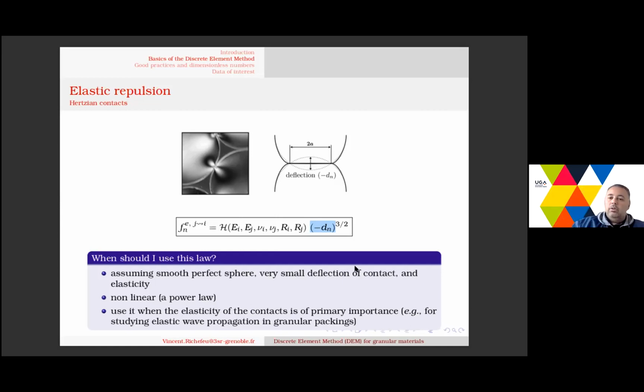Okay, so as you see, with this model, the force law does not evolve linearly with the deflection. So this is a non-linear power law model. And we use it when the elasticity of contact is of primary importance. For instance, if you want to study wave propagation, elastic wave propagation in granular packing, this is a good idea to start with such a law, because maybe the linear one will not be enough. Okay.